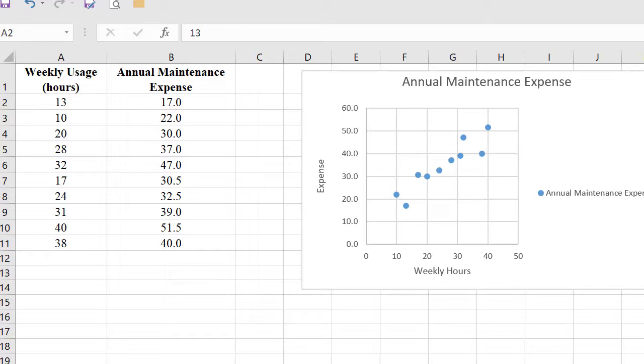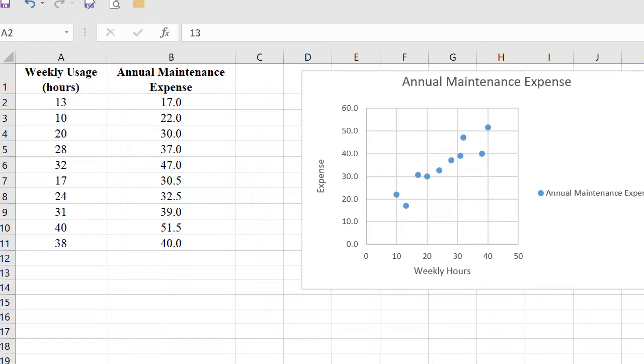In problem number 3 of chapter 7, it's asking about Jensen Tire and Auto, which is deciding whether to purchase a maintenance contract for its new computer wheel alignment and balancing machine. Managers feel that maintenance expense should be related to usage, and they collected the following information on weekly usage hours. That would be this column, and the annual maintenance expense in hundreds of dollars. So that's what this column is showing.